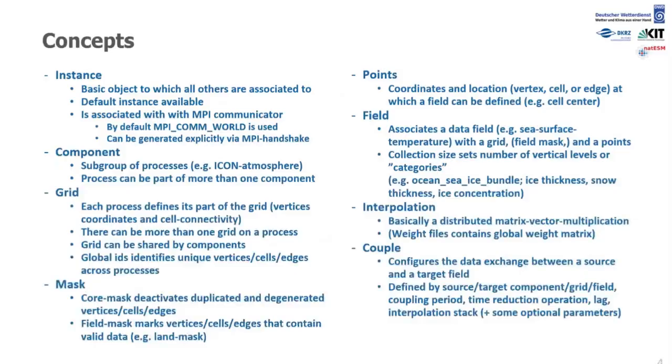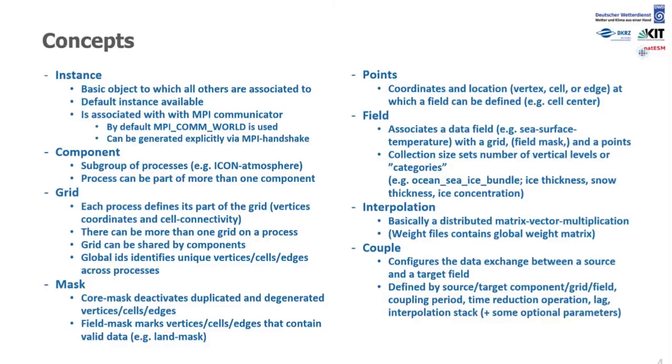So, just a couple of basic concepts. The first and most basic concept is the instance. Usually you have one instance of YAC and everything else is assigned to it. It is associated with a communicator, usually MPI World, and one instance contains all processes that want to couple. You can have multiple instances if you have different groups that are completely independent. Usually YAC will define a default instance, but in the case of ICON, it generates its own specific instance and you always have to reference it.